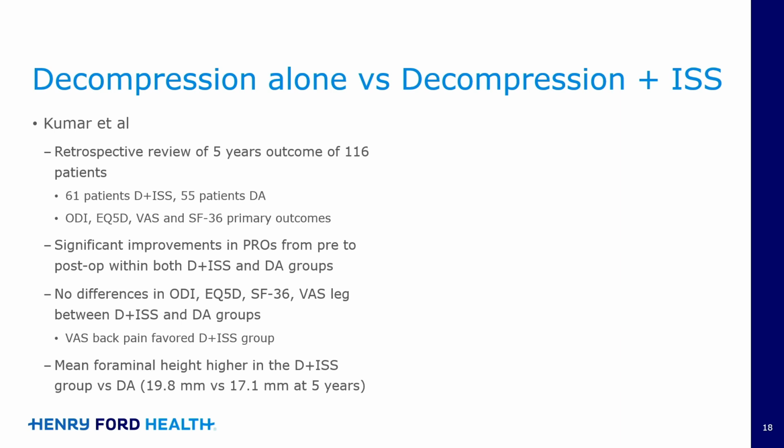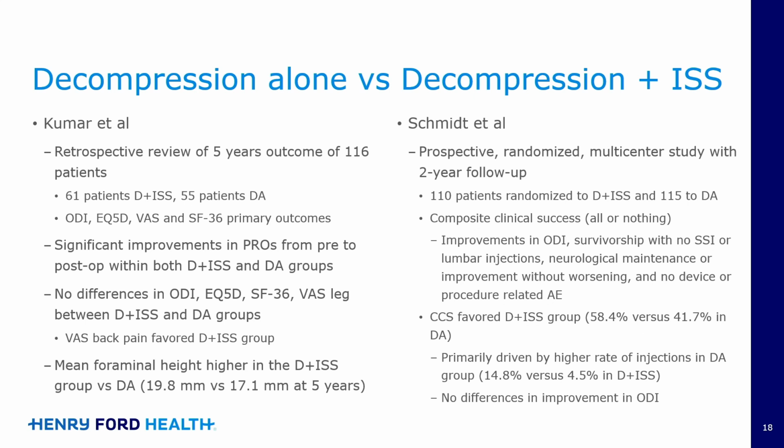And they saw significant improvements in the patient-reported outcomes from pre to post-operative within both groups, with and without the interspinous device. They didn't see any differences in the improvements in ODI, EQ5D, SF36, and the leg pain scores between the groups, but the back pain favored the interspinous group. And radiographically, they did see better preserved foraminal measurements in the interspinous group compared to the direct decompression.